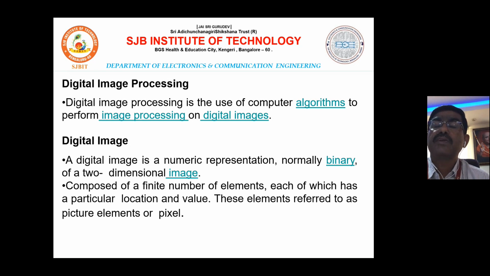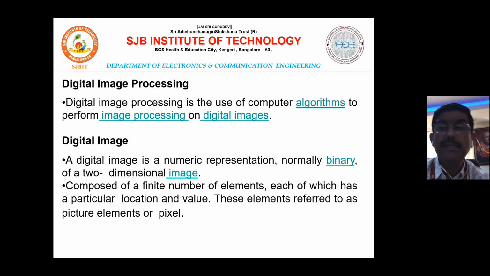How to process it? We can process the digital image by using some algorithms. So in the definition, what we mentioned is a computer algorithm. That is nothing but a software algorithm used to perform the processing techniques. That is the definition of digital image processing. Now next, what is a digital image?